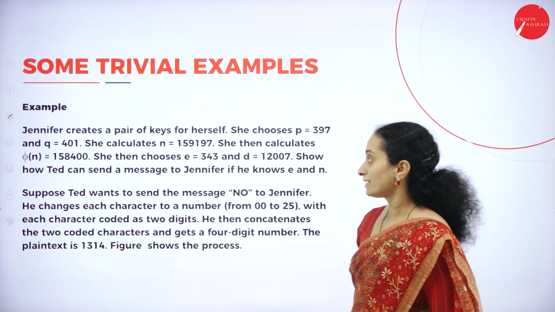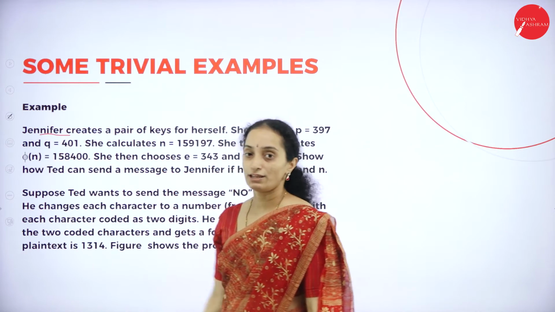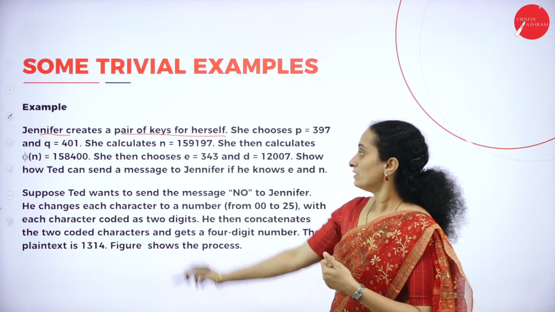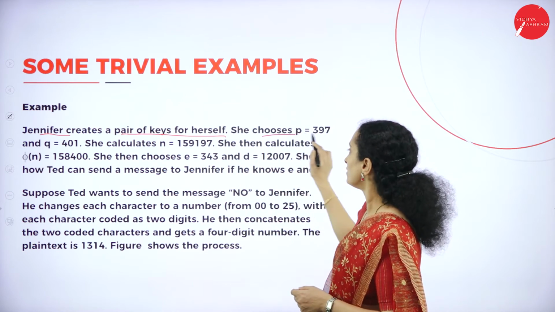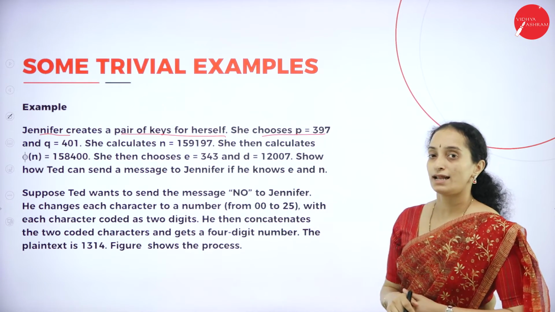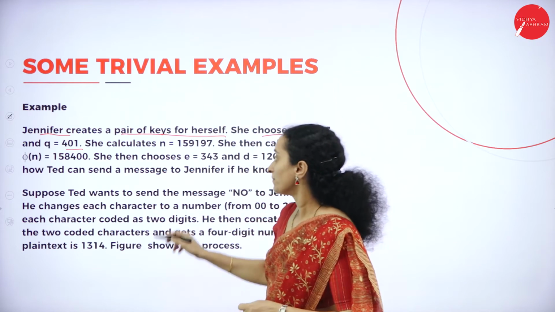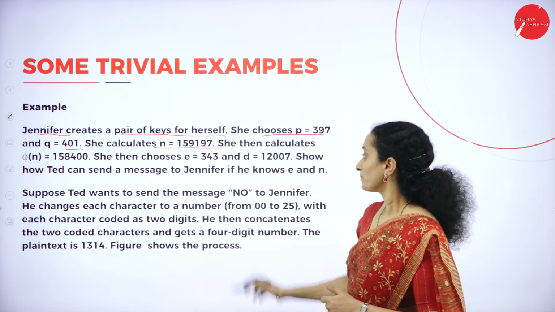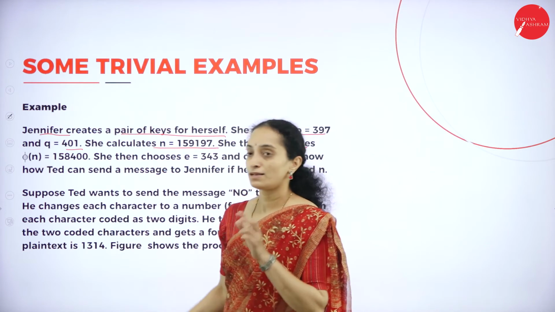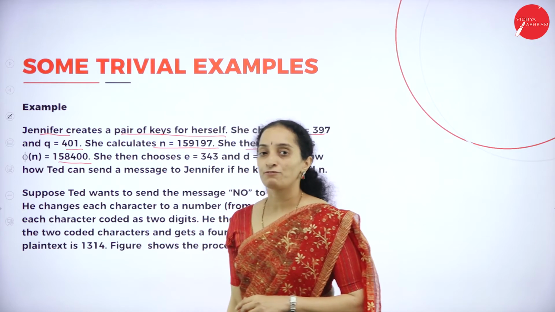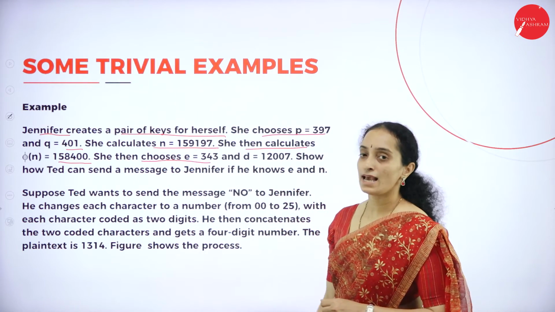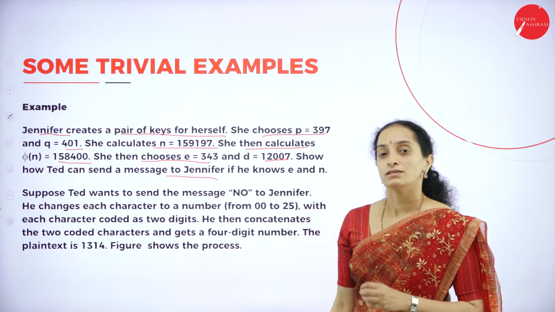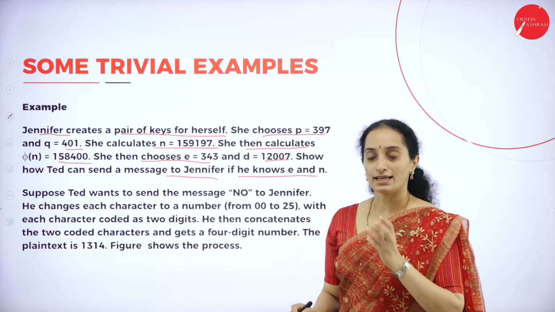Okay. Now we have another example. We have another sender, Jennifer, who creates a pair of keys for herself, because she wants a response from the receiver. She chooses P as 397 and Q as 401. She calculates N equals 159,197. She then calculates phi of n, that is (p minus 1) times (q minus 1), to be 158,400. She then chooses E as 343 and D as 12,007. Now, you can use it as an exercise to calculate the E and N.